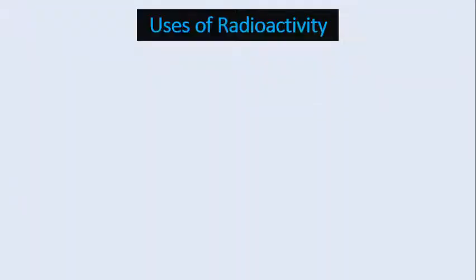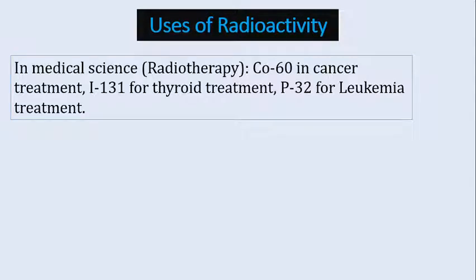And now we will consider the uses of radioactivity. Radioactive isotopes are used for many practical and beneficial purposes. For example, in medical science, you have studied the use of radioactivity in class 8 also. In medical science, we use radioactive isotopes to kill cancer cells.